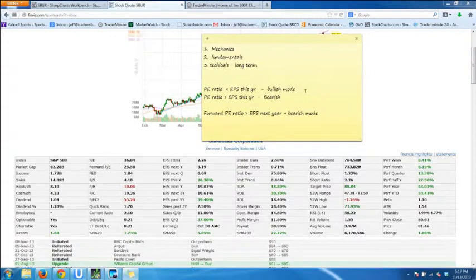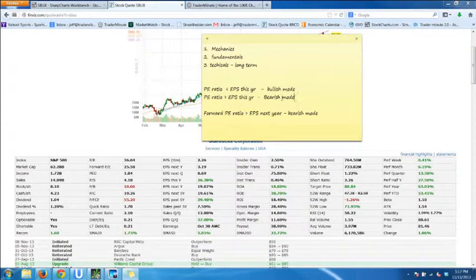Okay, so let's take a look at this first comparison. PE ratio, so we're talking about this year. Current PE ratio, if it's less than the earnings per share this year, we're talking about a stock that tends to be in a bullish mode. Why is that the case? And why would it be the case that if the PE ratio is greater than the earnings per share this year, it would be more in a bearish mode?